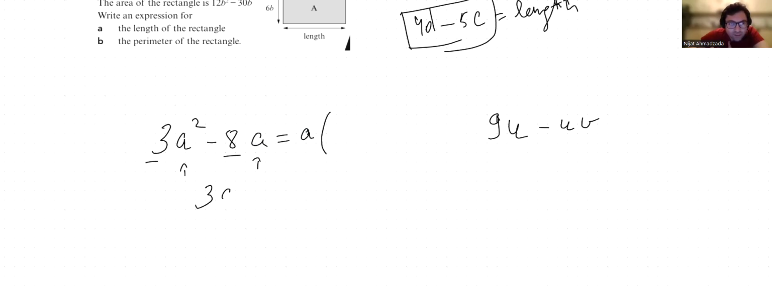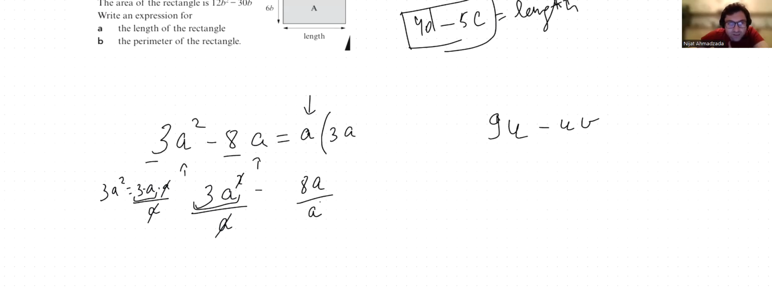So 3a squared, because we have a as the common factor, right? 3a squared divided by a. So a's are canceled. Why did I do it, right? Because 3a squared is the same thing as 3 times a times a, divided by just a. So we only got 3a. Now let's divide 8a by a. So we see a's are simplified. So we got just 8. 3a and 8. And what do we have in between? In between, we have this minus. So done. This question is done.